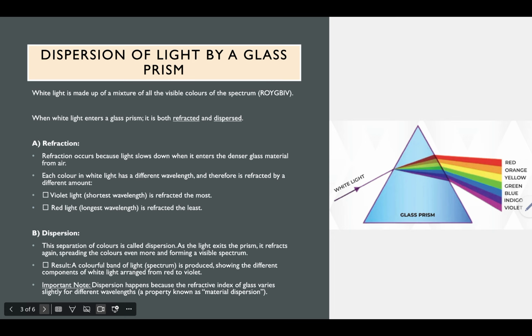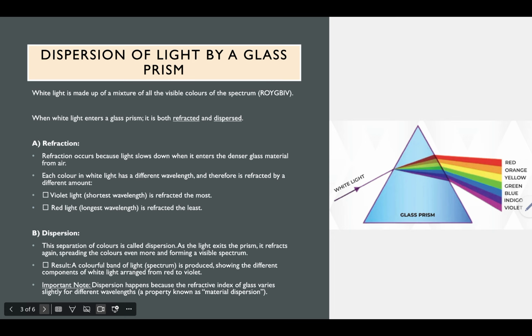White light has all the 7 colors, which we summarize as ROYGBIV: red, orange, yellow, green, blue, indigo, violet. You need to learn their order. When white light enters a glass prism, it's both refracted and dispersed. Refraction, which we've taken before, occurs when light slows down as it enters a denser medium from air.